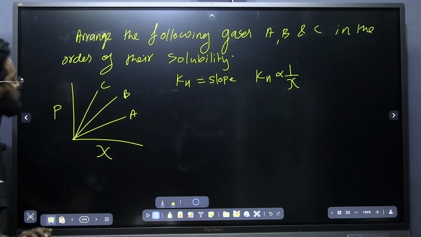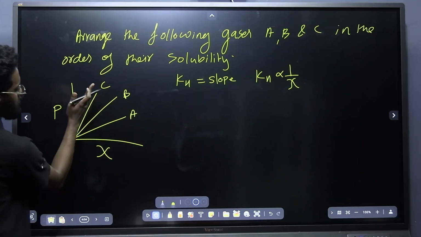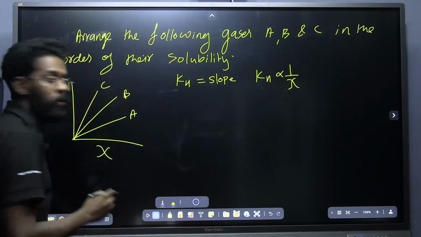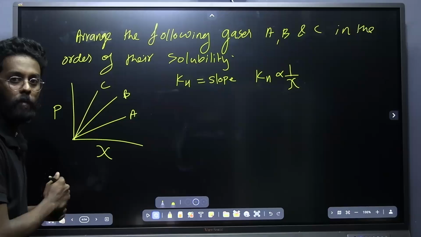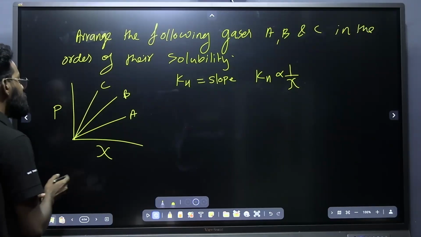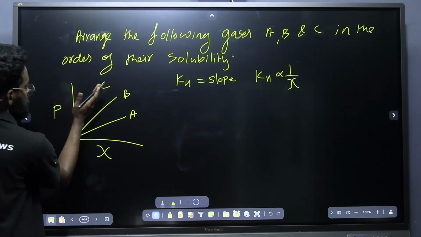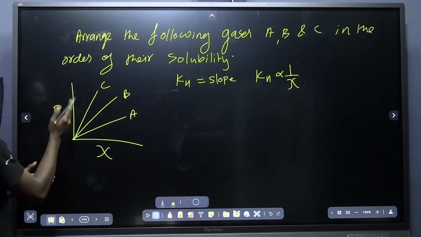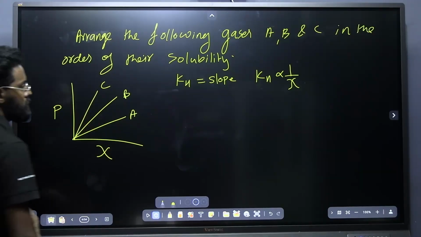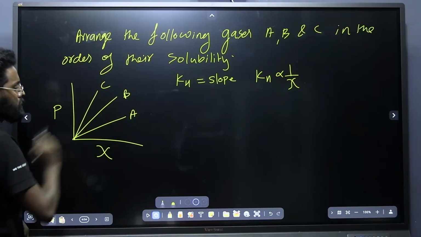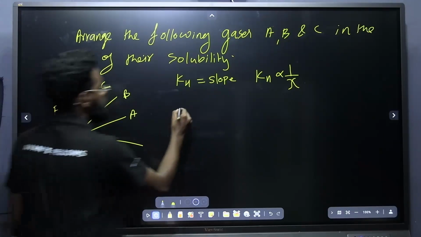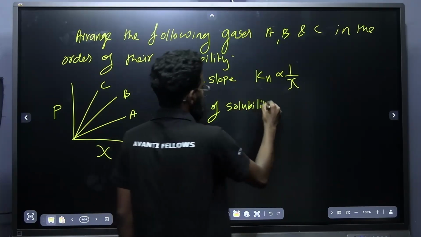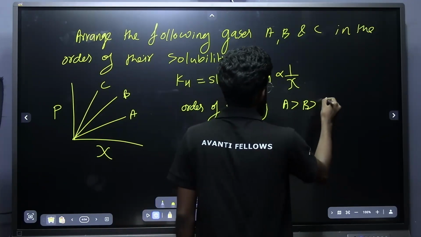Among these, which has the higher slope? By looking at it, we can understand that the line which is more inclined towards the y-axis has more slope. Yes or no? Yes. So among these, C is the one more inclined to the y-axis, so it has higher slope, or lower solubility. Then we can see B, then A. So the order of solubility is A greater than B greater than C.